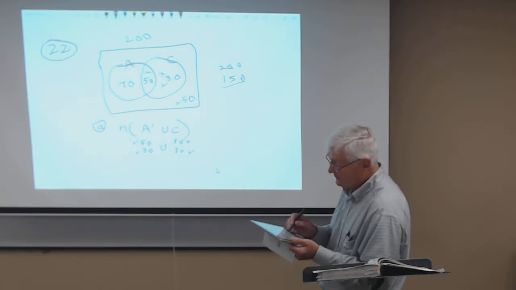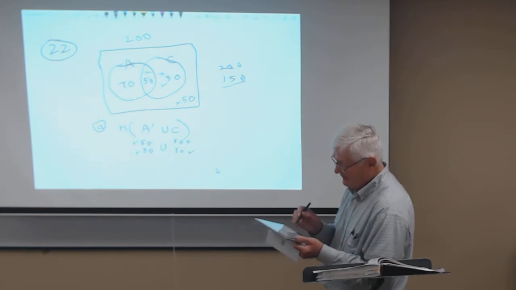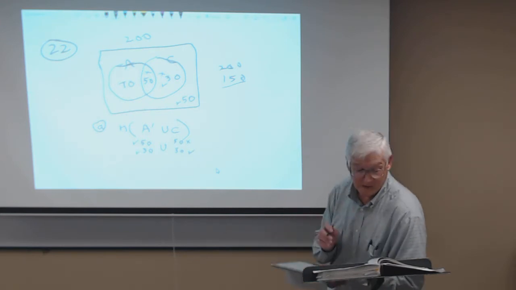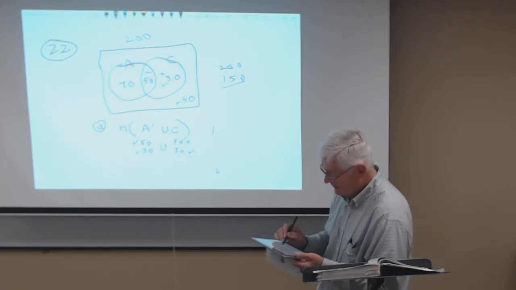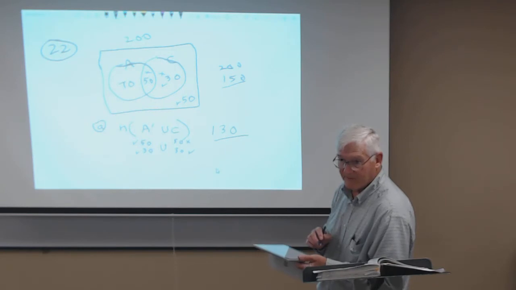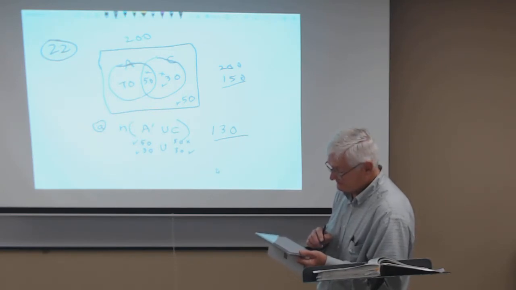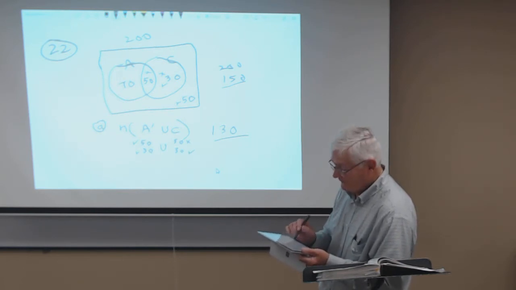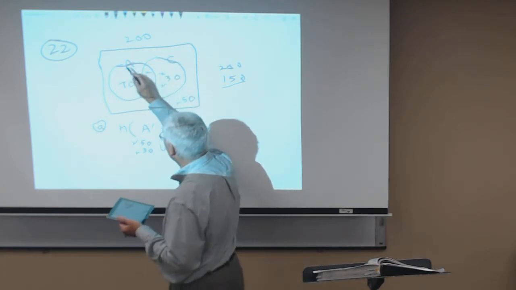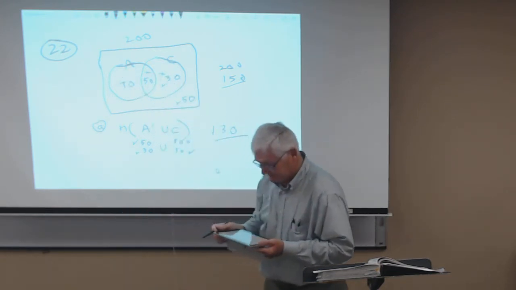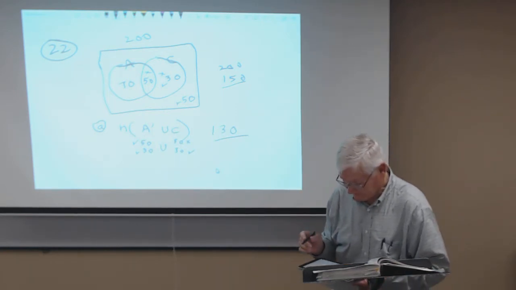Why did I put a check mark by this one? Because it's the same as the complement of A. So what happens when I add these together? What do I get? 130. 50 plus 50 plus this 30. See, this 30 shows up in both, so I add the 50 and the 50, and I only add this 30 one time, once as a part of C and once as part of the complement of A. But I don't add it twice.